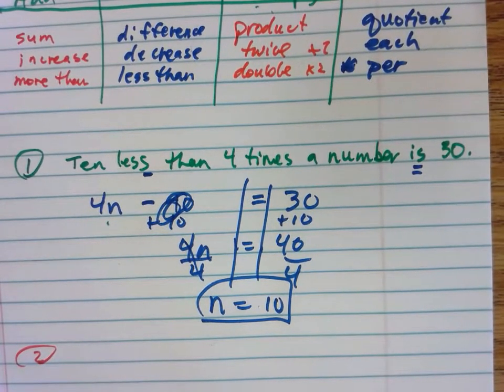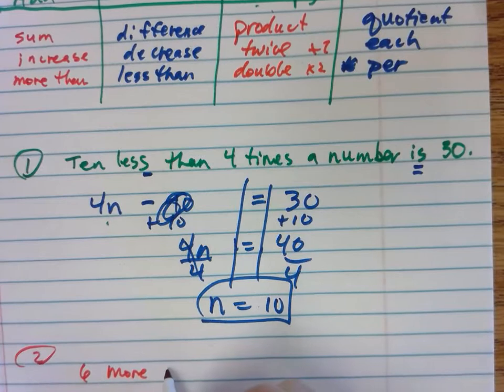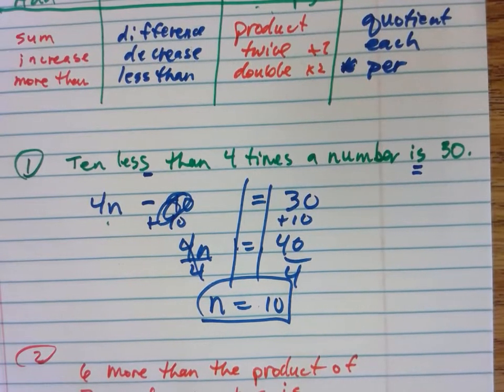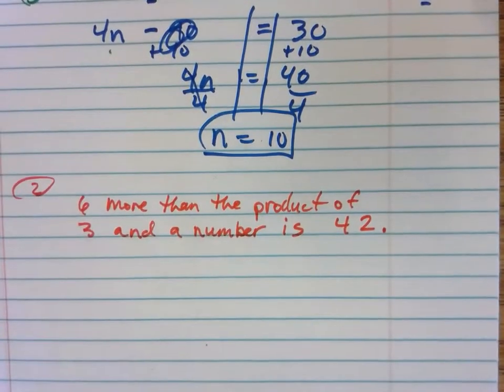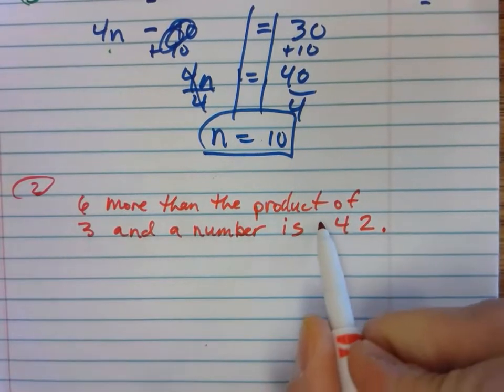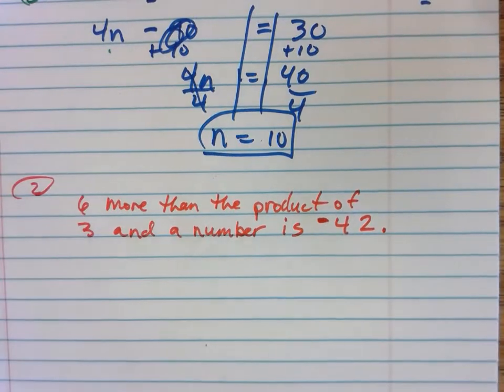Let's go to 6 more than the product of 3 and the number is, let's go, 42. Alright, 6 more than the product of 3 and the number is 42. Let's make it interesting. Let's make it negative 42. What do you say? Alright, let's make it negative 42.